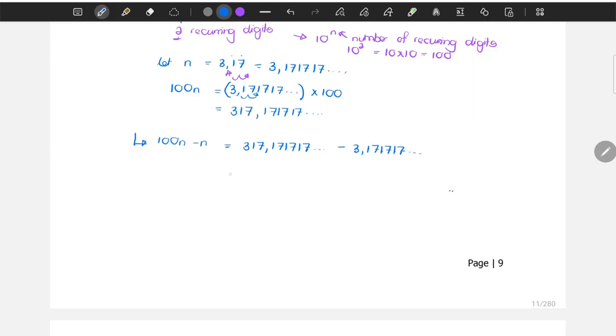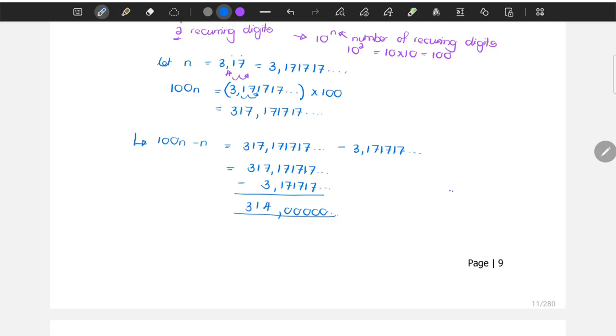Whether you do this by the abacus method or any other way of subtraction, these translate to 317.1717 minus 3.171717, right? Since this repeats, all these are going to be zeros because they'll subtract each other, so you're going to get zeros to infinity. Then 7 minus 3, that is 4. And 1 minus 0, that's 1. 3 minus 0, that's 3.